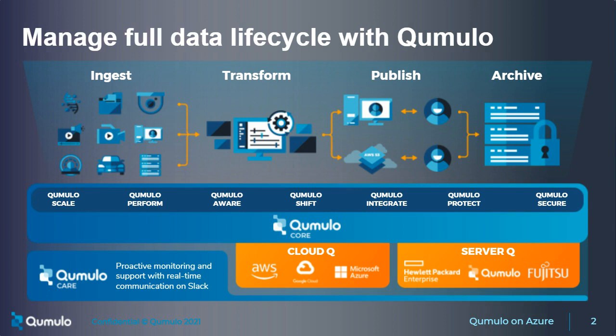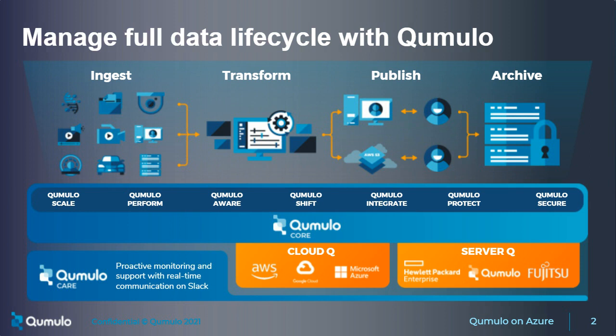Qumulo really is a data platform that serves all of the life cycle of your data, from ingest through transformation, publishing, and archive from the same scalable multi-protocol namespace. We do that by delivering 7 unique data services in our product. Our product is Qumulo Core, that's our software. Qumulo Scale enables you to build big systems. Qumulo Perform enables you to reach the performance peaks that you need for your most demanding workflows. Qumulo Aware gives you rich real-time visibility into what's going on with your data and what's going on with your workflows. Qumulo Shift lets you move data to other systems.